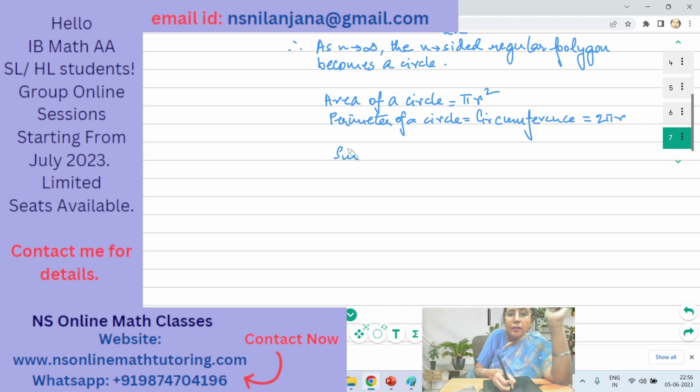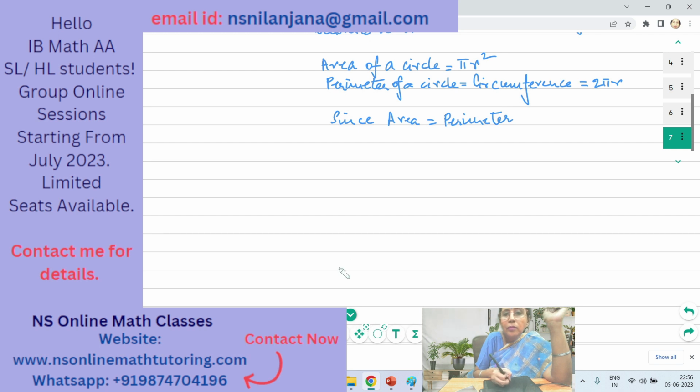Since area is equal to perimeter, therefore pi r square will be equal to 2 pi r. We can cancel these two and we can cancel this. So, which gives us r value as 2 units.